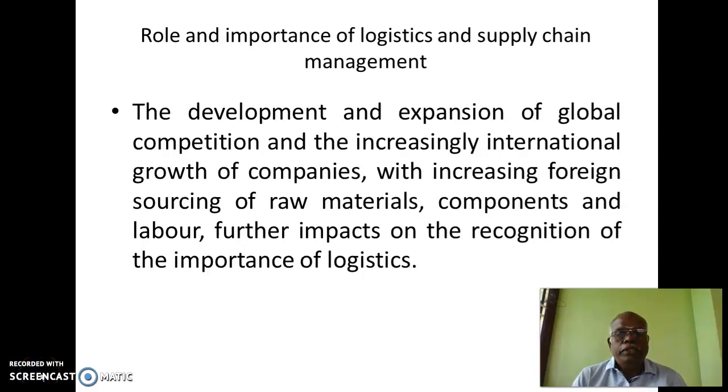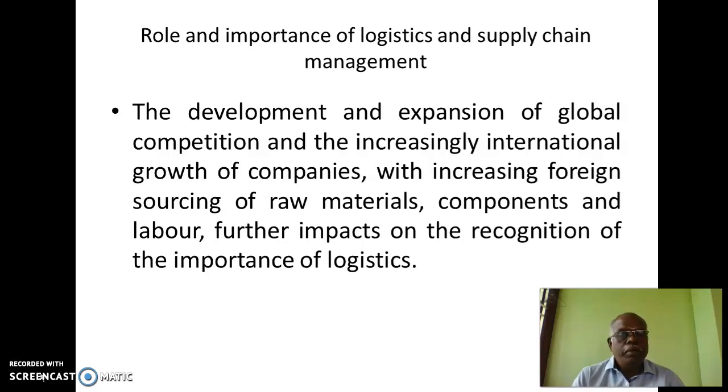The next point is the development and expansion of global competition and the increasingly international growth of companies, with increasing foreign sourcing of raw materials, components, and labor, further impacts on the recognition of the importance of logistics.